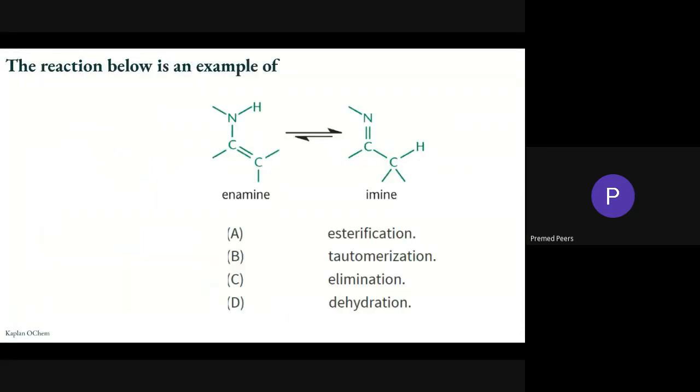And here we're going to go through these questions really quickly. It talks about this reaction, enamine to imine. And what kind of reaction is that? I'm going to give you one moment, like 1 minute, because it's pretty straightforward, I think.